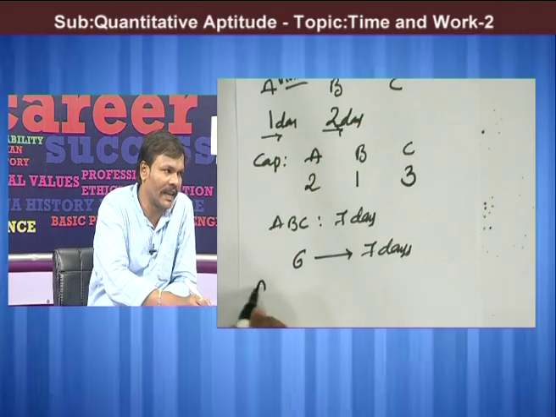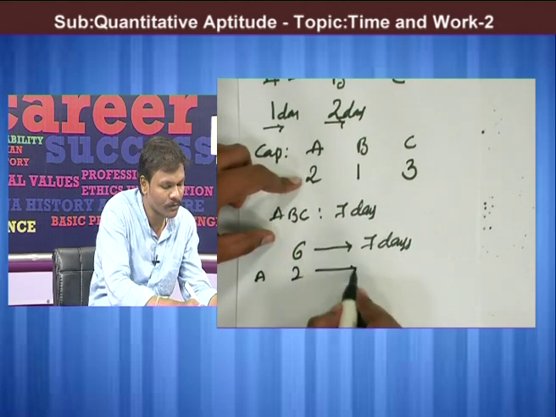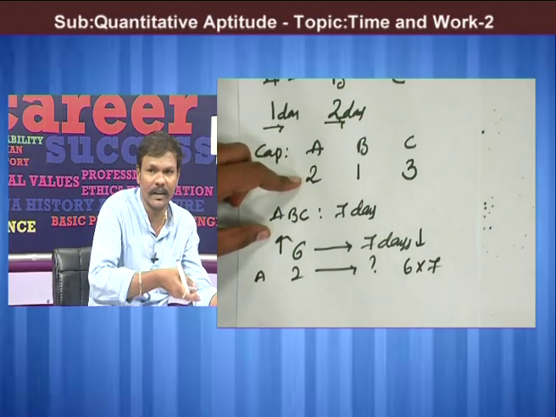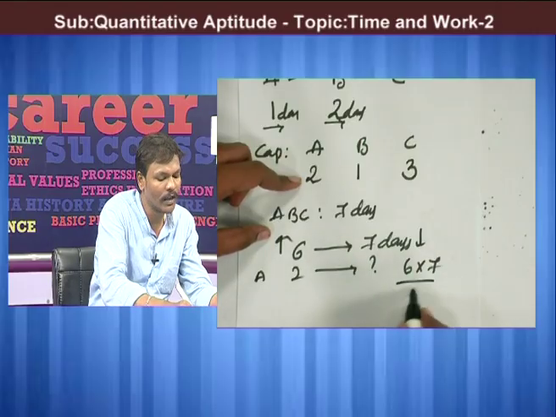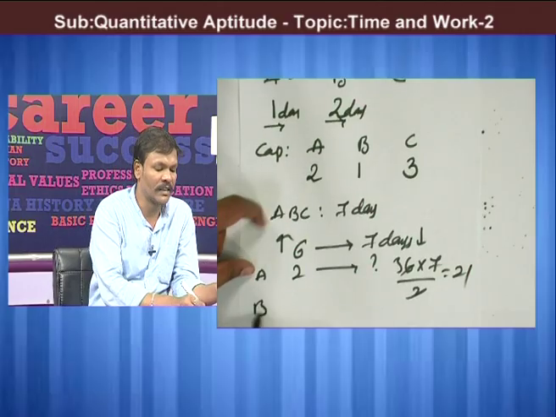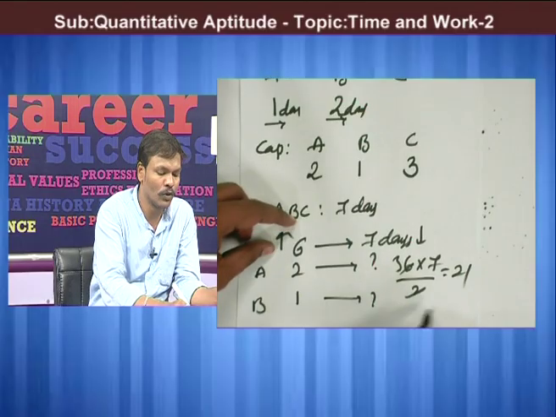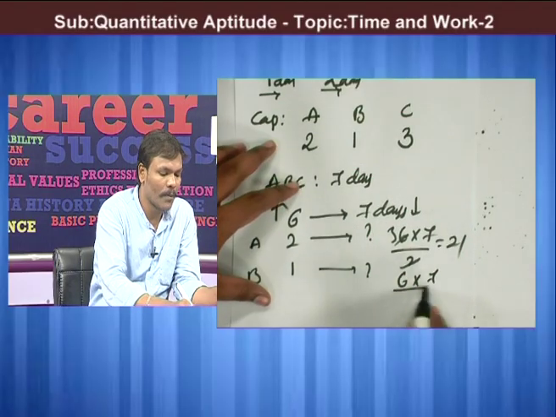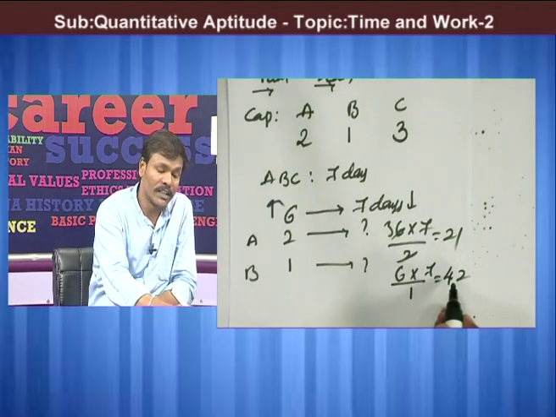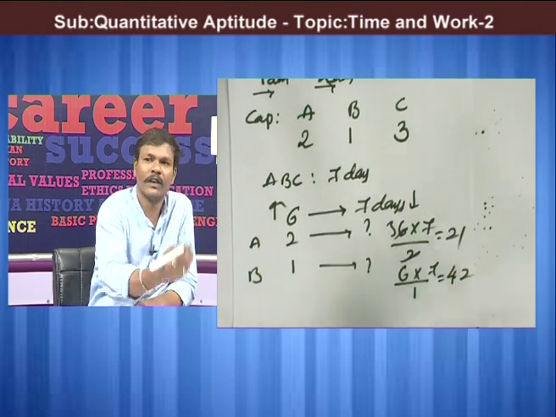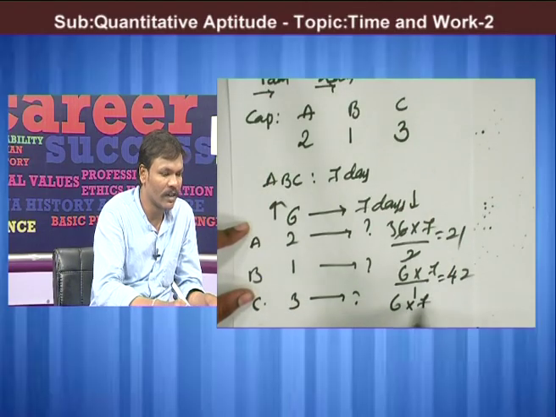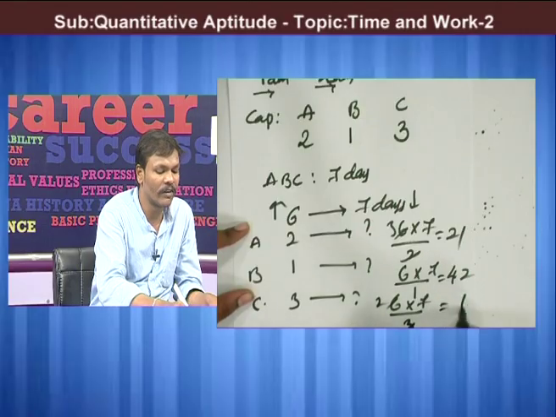Separately, A takes: A's capacity is 2 parts, and capacities and working days are inversely proportional, as we already discussed. So 6 into 7 by 2, 3 7s, 21 is A. Next B is 1 part, how much? Same, 6 into 7 by 1, 6 7s, 42. Observe, A takes half the time, half of 42 is 21, the same. Next C is 3 parts of capacity, how much? 6 into 7 by 3, 2 7s, 14.